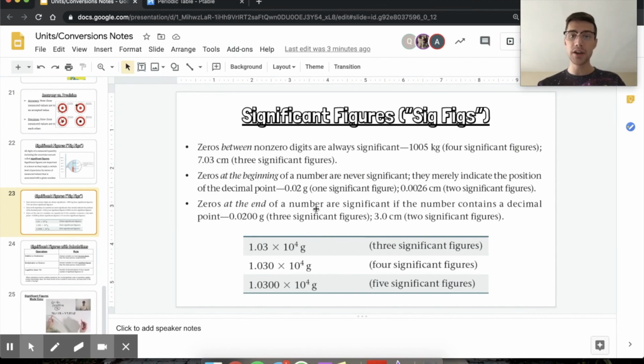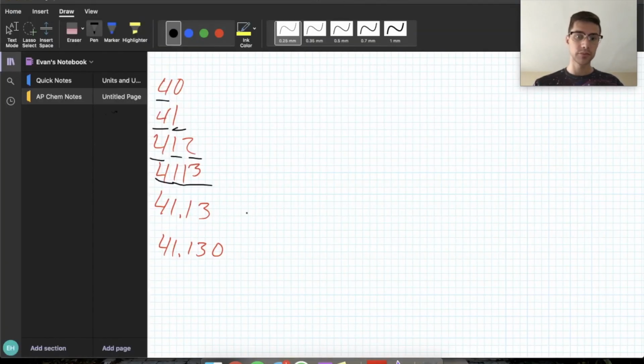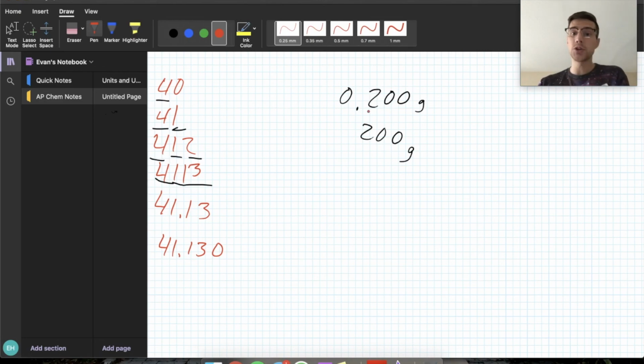However, zeros at the end of a number are significant, all right? If the number contains a decimal point. So, for example, their example was like 0.200 versus 200, okay? If these are both grams, the measurement of 0.200 grams means you measured this 0 here. Either your scale goes to that number and you were able to get a measurement for that, or you're able to calculate it, okay? Same thing here.